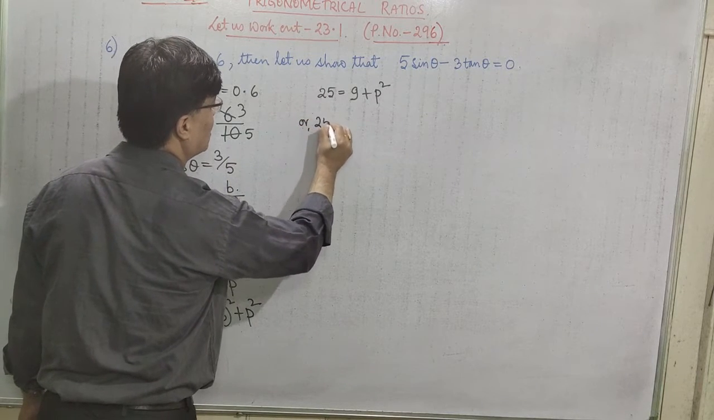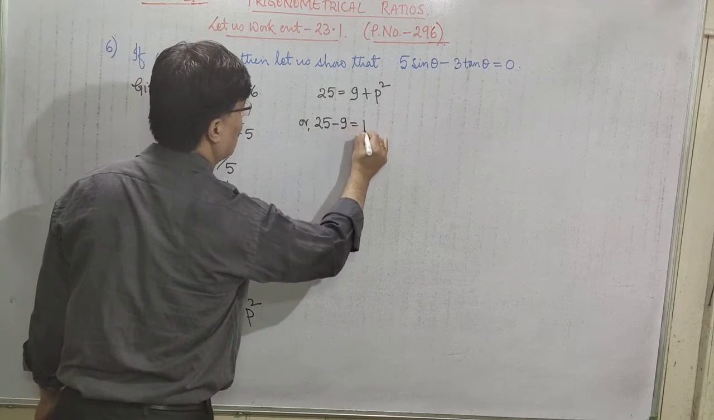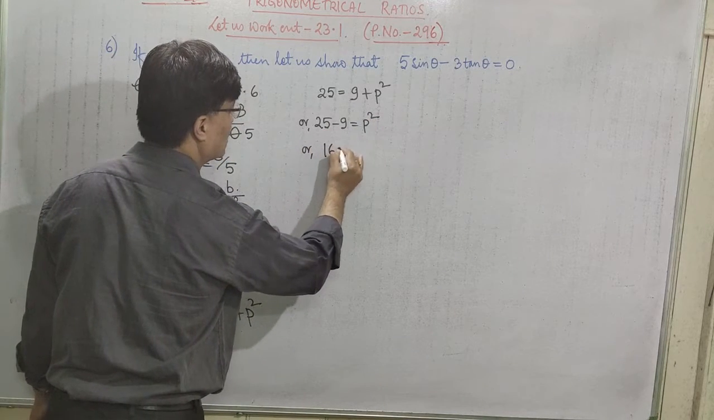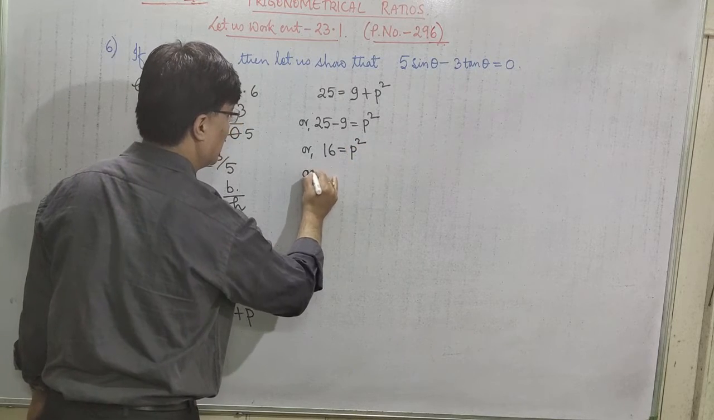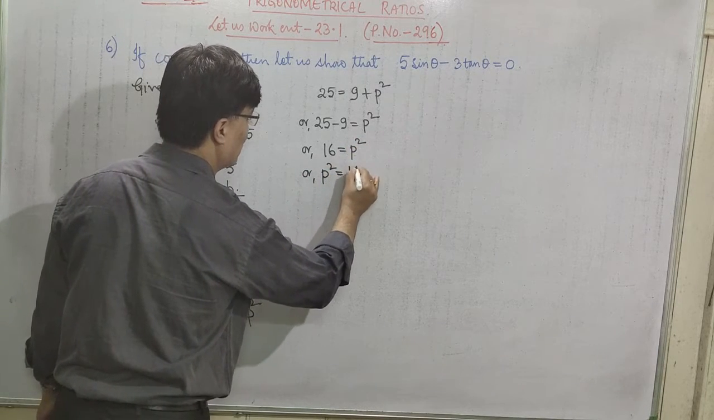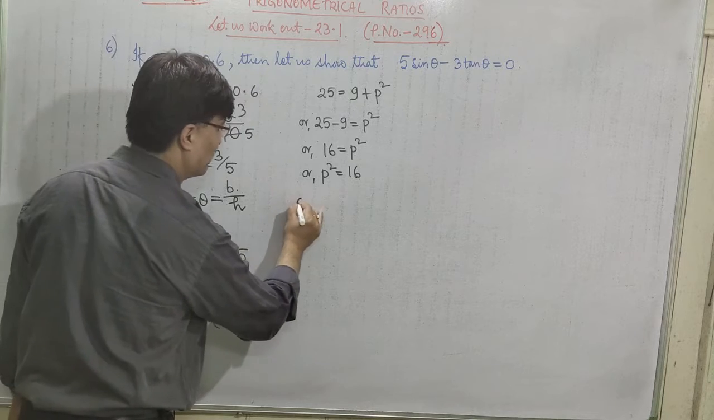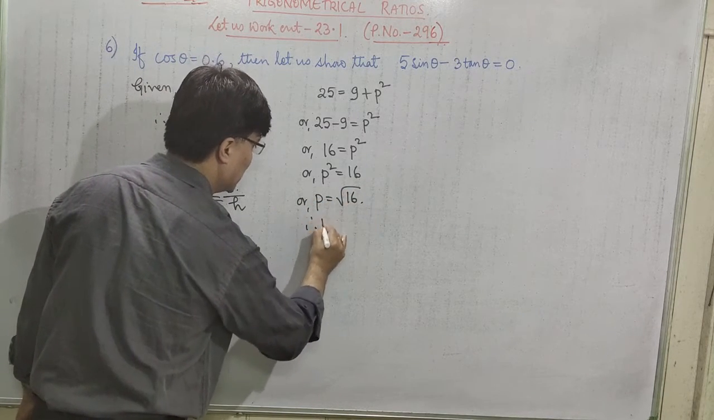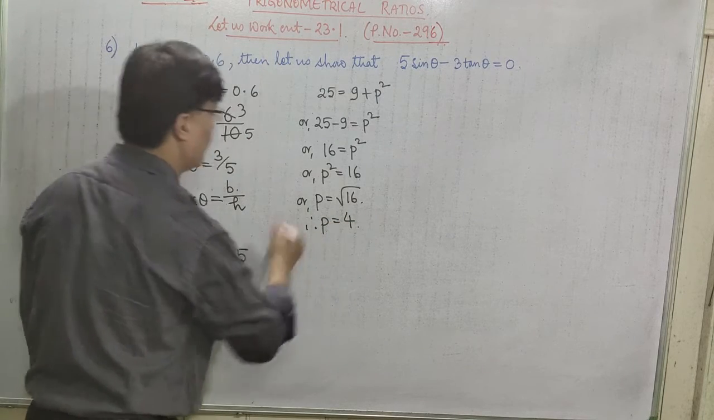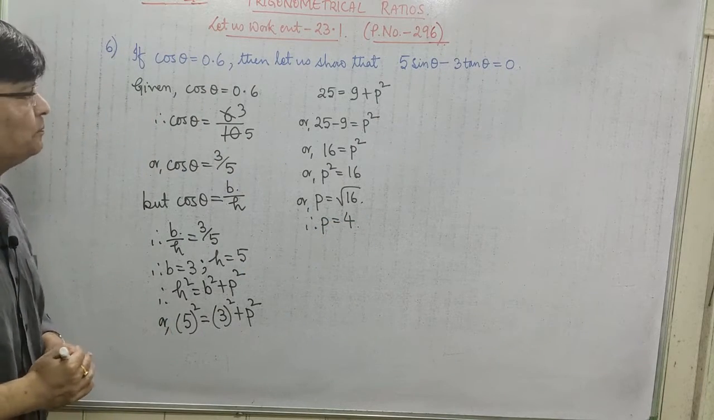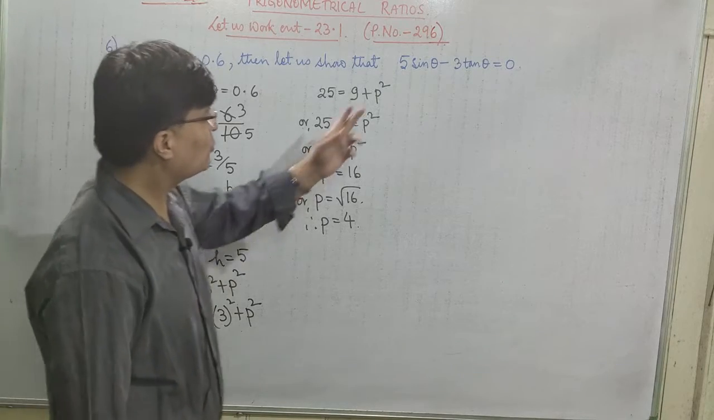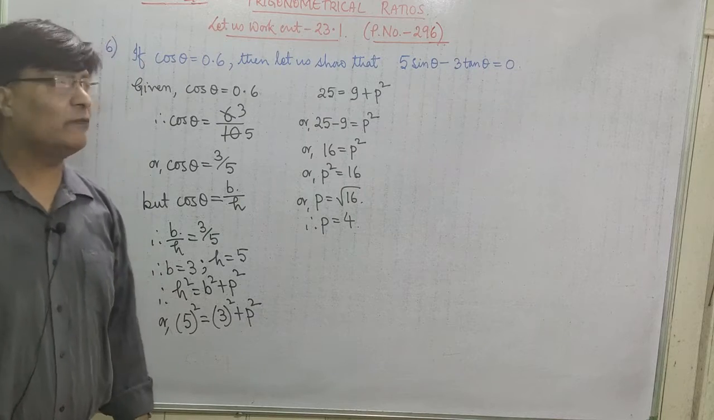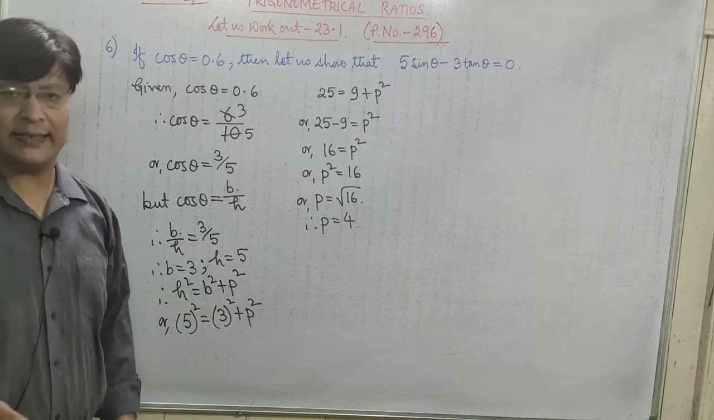So 25 minus 9 is equal to P square. 25 minus 9, you know, is 16, so P square is equal to 16. What is P? P is equal to square root of 16. That is P is equal to 4. So we have got the value for P. Now in order to prove this, left hand side should be equal to 0. So let us find out the individual values of sin theta and tan theta.